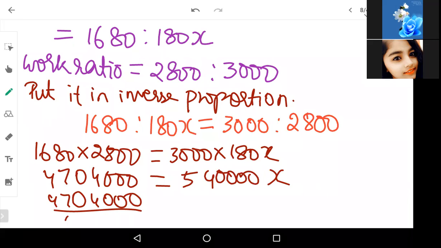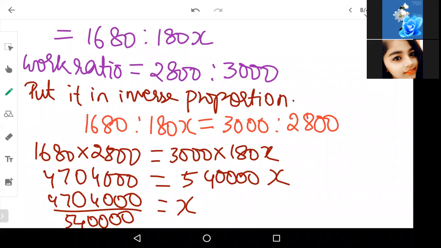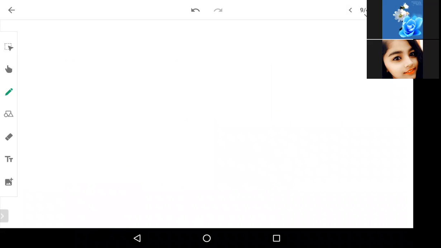4,704,000 divided by 540,000. How much do you get? If you divide these two, you are supposed to get the value of x. How much is the value of x? 8.7. Is everyone getting 8.7? x is equal to 8.7 days.